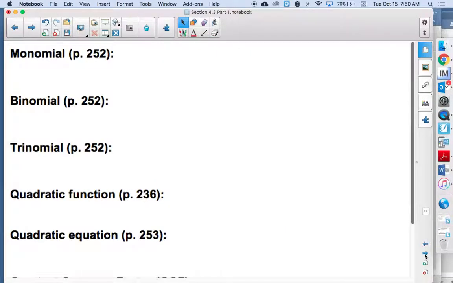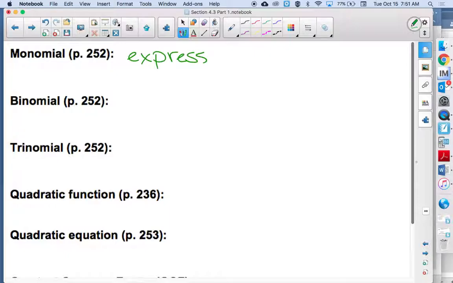If you flip the page, we have a big list of vocab words that we're going to encounter throughout the chapter. Some of them we're going to see right now, and others we'll work toward. But we have 3 different words that have that nomial part in them. So we have a monomial, a binomial, and a trinomial. Peter, do you know what a monomial is? Yeah, sure. So he said an expression with one term. So the mo part, 1.